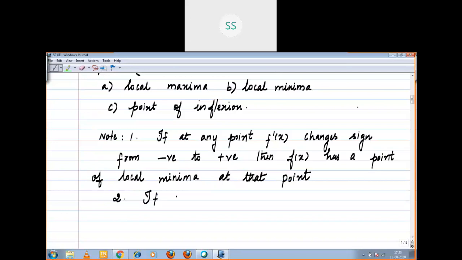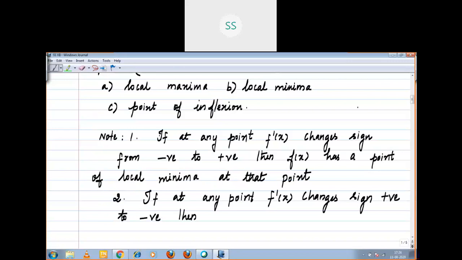Next, if at any point f dash of x changes sign from positive to negative, then f of x has a point of local maximum at that point. I will explain that.